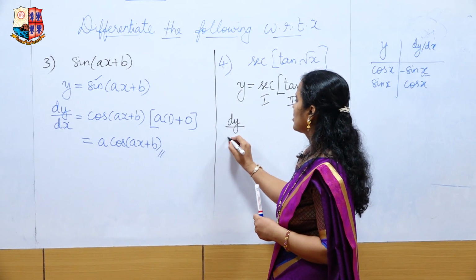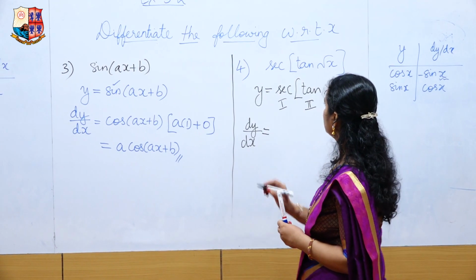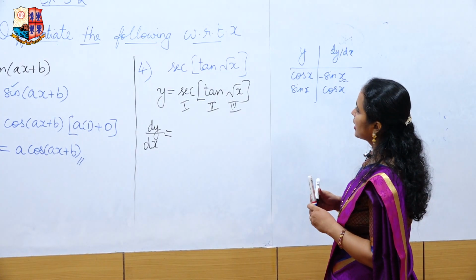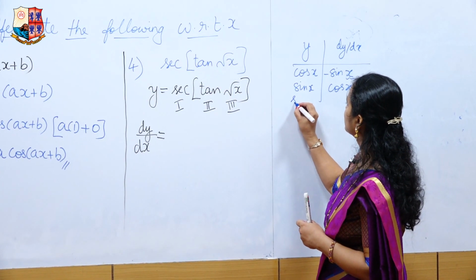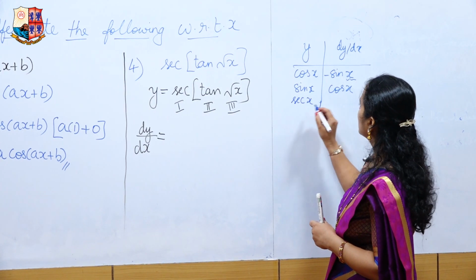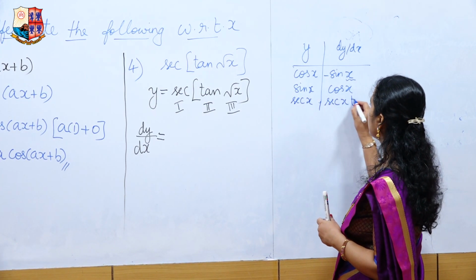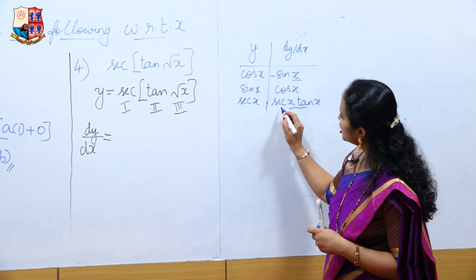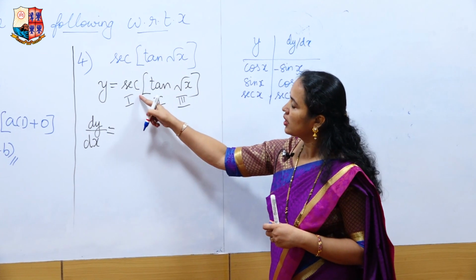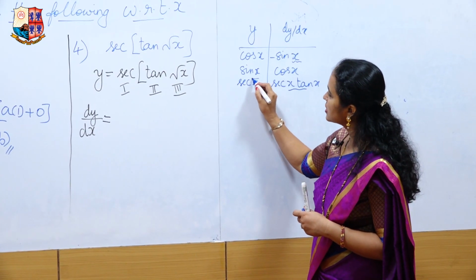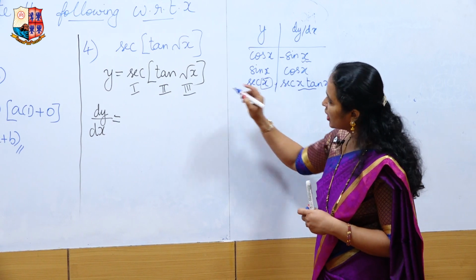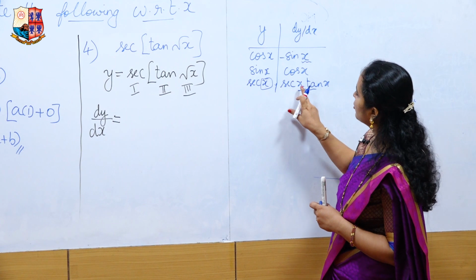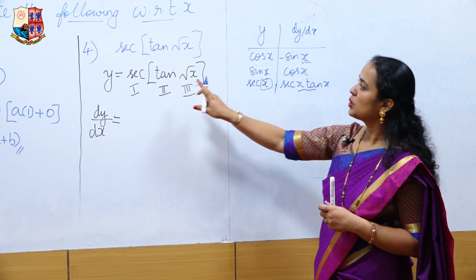Differentiate y with respect to x. Recall secant x formula. Secant x, when you differentiate, you get secant x tan x. Two best friends. Secant x, when you differentiate, secant x tan x. Now here you have secant of tan root x. So that means in the place of x you have tan root x. So here you will write it as secant of, wherever you have x, there you write tan root x.